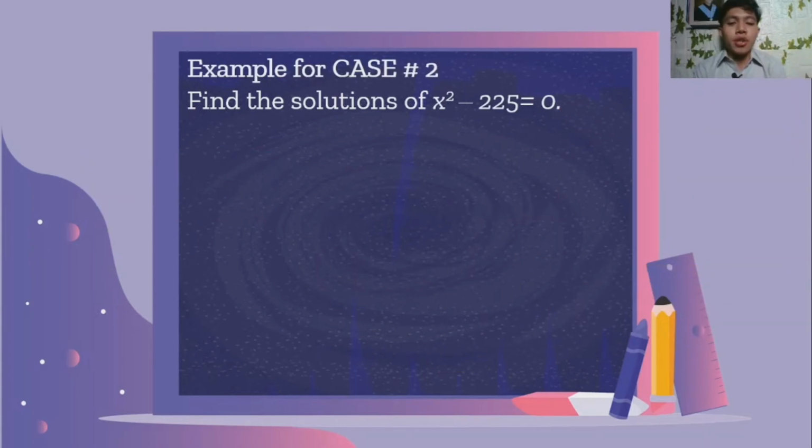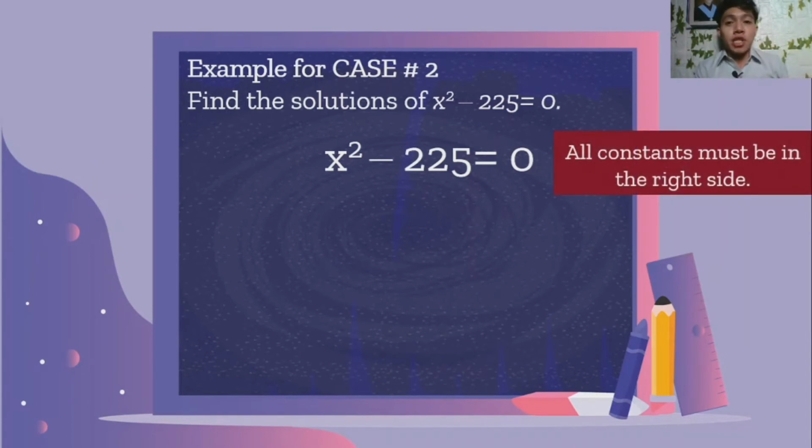Example for case number 2. Find the solutions of x squared minus 225 is equal to 0. Kopyahin muna natin. And then, anong sabi ko kanina? Yung golden rule, all constants must be in the right side. Yung negative 225 ay nasa left side. Saan siya dapat? Nasa right side. So, you will transpose negative 225 dun sa kabila. No? So, yung negative magiging positive.